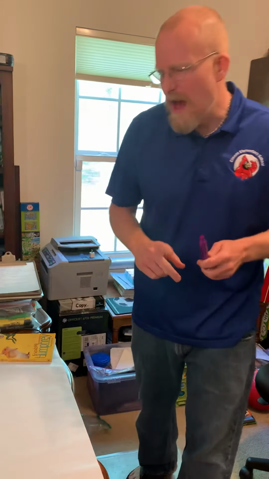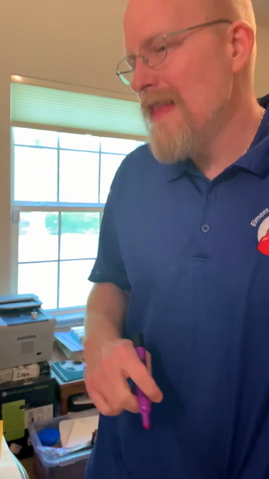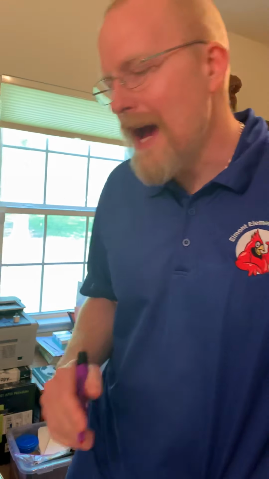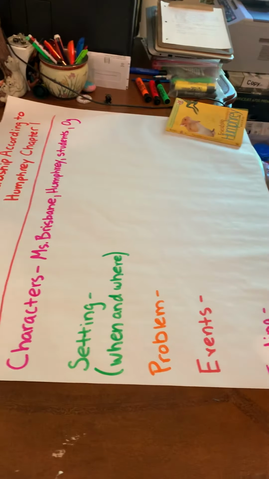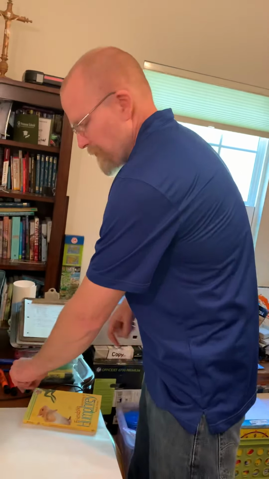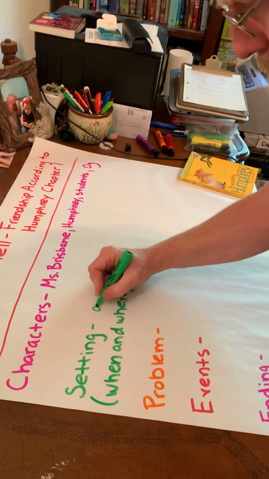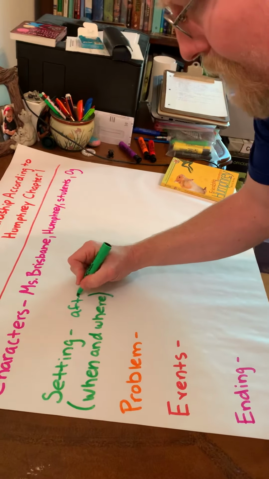Setting is the when and where our story takes place. What is the setting of Friendship According to Humphrey? So let's look at the when. Did they talk about the when in chapter 1? That's right, they do. They're always talking about how cold it is. And they mention that the story begins right after winter break. Whoops. You know me, I'm bad with colors. So I'm going to put after winter break.